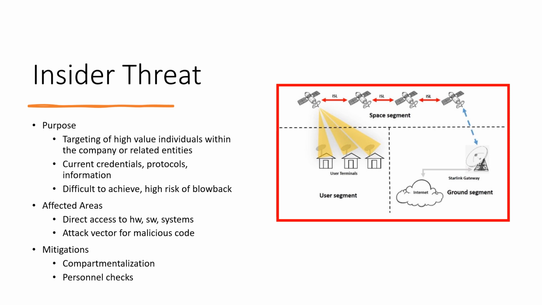Mitigation for this type of attack is limited, with protection mostly focused on protecting against potential breaches via limiting employee access to internal systems, such as compartmentalization, or stringent background checks, but this type of protection is limited.